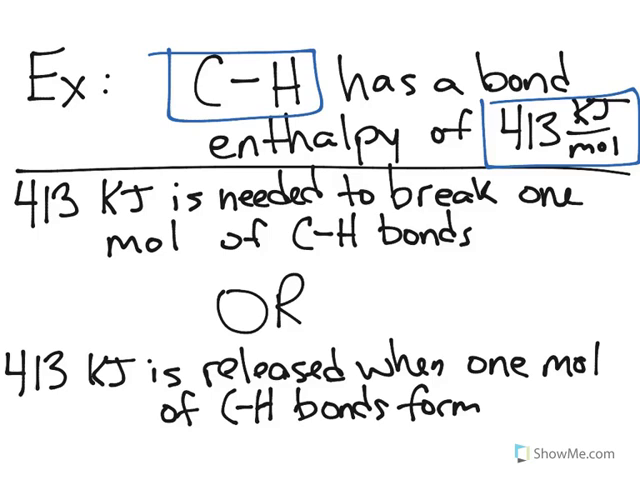So you have two different ways we can interpret this. We can be interpreting that as 413 kilojoules are needed to break 1 mole of C-H bonds, or 413 kilojoules is released when 1 mole of C-H bonds forms. Either direction, the bond enthalpy can refer to either, so it's really important that you understand whether we're making or breaking bonds in a given moment.